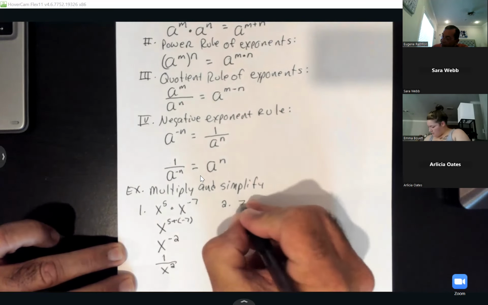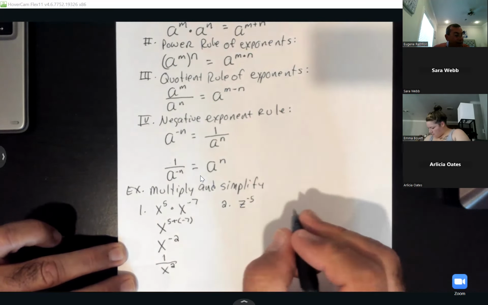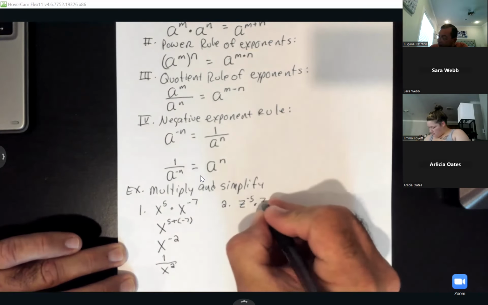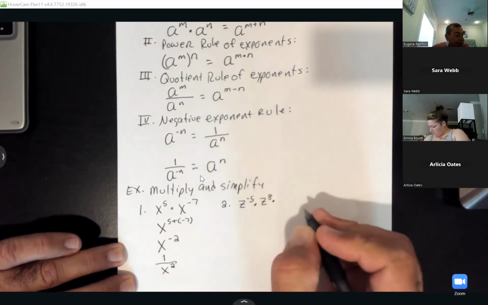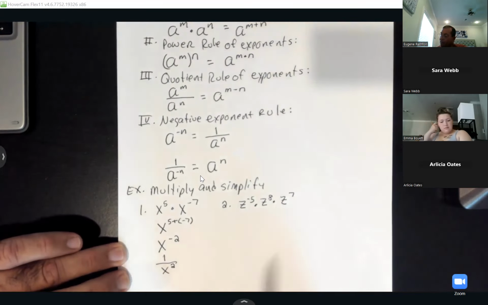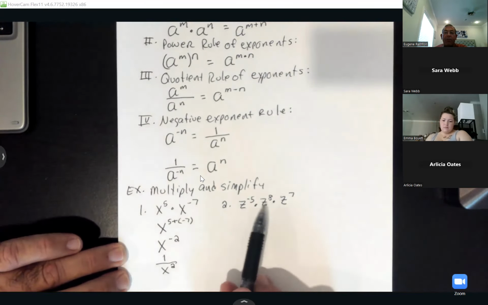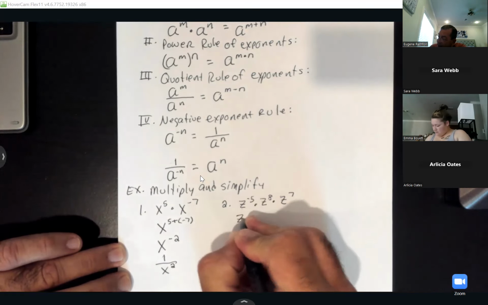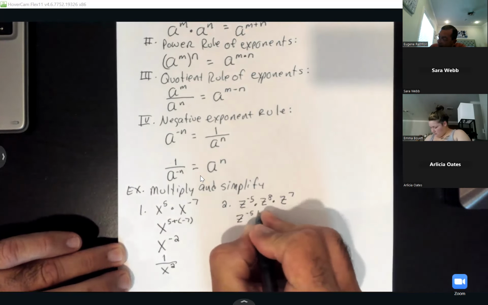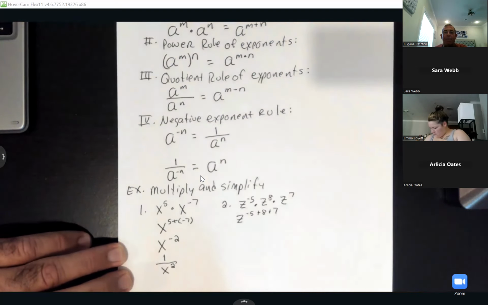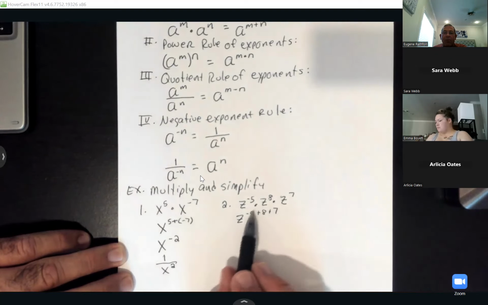Number 2, I got a z to the negative 5 times z to the 8 times z to the 7. All right, so I got the same variable with 3 different exponents, but they're being multiplied. So I'm going to add all 3 of these exponents. So that's going to give me z to a negative 5 plus an 8 plus a 7. So now we're just going to add all 3 exponents.